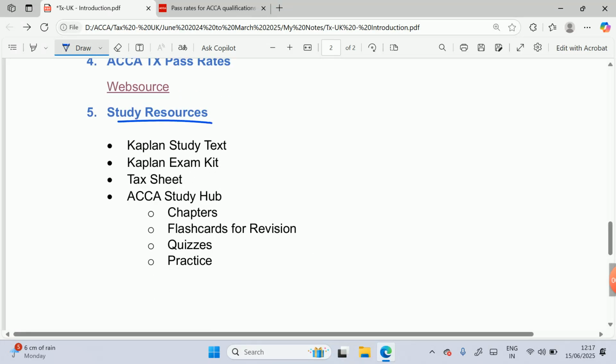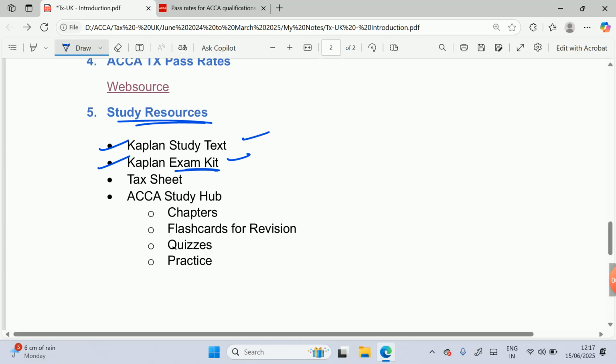Next, study resources. So where can you study from? You can study from Kaplan Study Text or BPP, right? And obviously the relevant exam kit. Whichever learning provider you use, whether Kaplan or BPP, I usually prefer Kaplan. Make sure that you stick to it and do both the exam kit, or revision and practice kit, that BPP says, and the study text or the textbook, right? These both are really important.